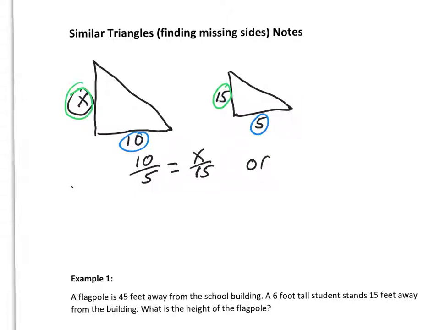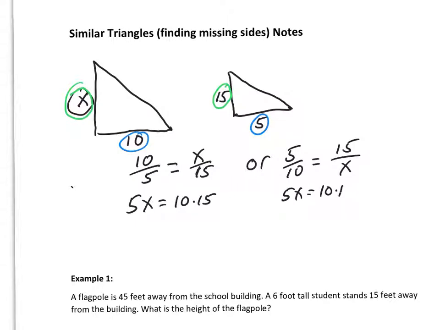Or we could start with the other triangle, the smaller one. We could do 5 over 10 is equal to 15 over x. Either way, we're going to get the same answer because we're doing the same things when we cross multiply. If we do this one on the left, we'll get 5 times x equals 10 times 15. If we do it on the right, we get the same thing: 5 times x equals 10 times 15. So whichever way you want to set it up, you're still going to get the same answer.